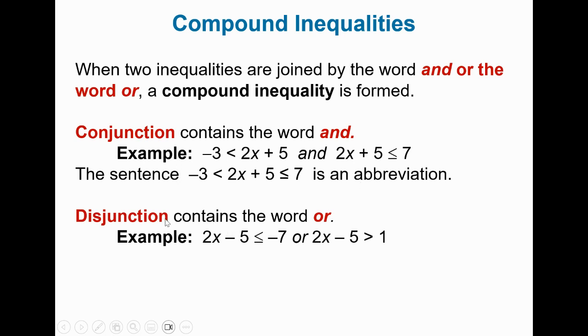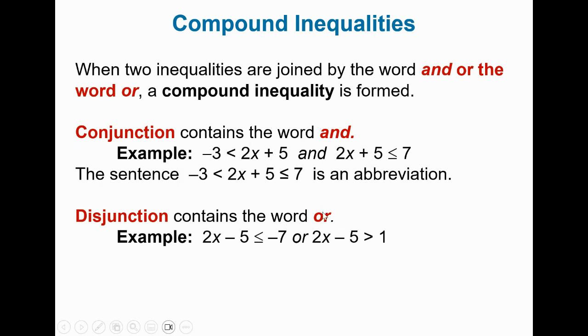Or we could write it as a disjunction using the word or. 2x minus 5 is less than or equal to minus 7, or 2x minus 5 is greater than 1. We're going to see in most cases, when you graph it, the graphs diverge from one another. In an or situation, I think of oars of a boat that are going in opposite directions.